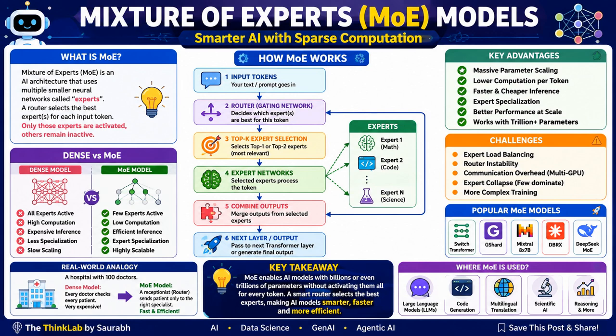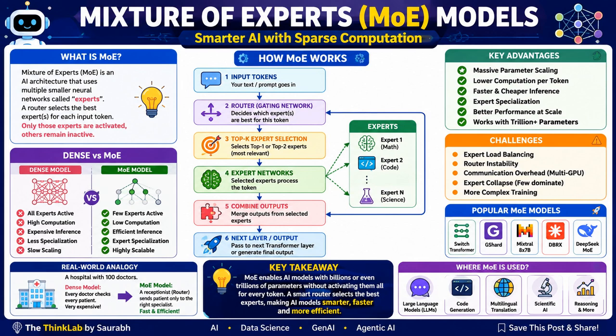Now we are going to compare dense versus MoE. Dense is basically the standard transformer, right? Every parameter is active, so there is high computation, higher GPU cost, slower inference, and limited scalability. If you're talking about the MoE transformer, only selected experts become active. So it has lower computation, lower inference cost, and much larger model capacity.